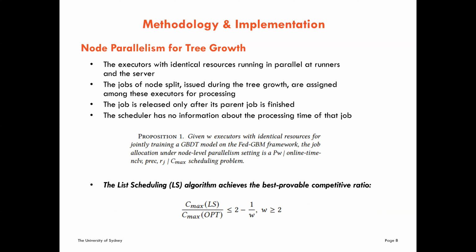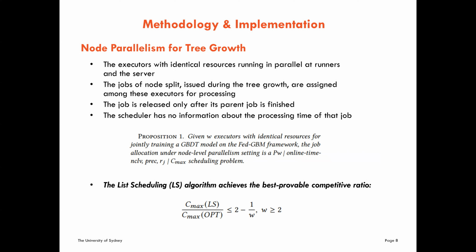Because the workload of the split data is small and the available CPU cores cannot be fully utilized at both the local runners and the server, to avoid the waste of computation resources, we proposed a node-level parallelism scheme for node growth to increase the computation efficiency. We first theoretically proved the resource allocation in such a scheme is the online time non-clairvoyance problem.